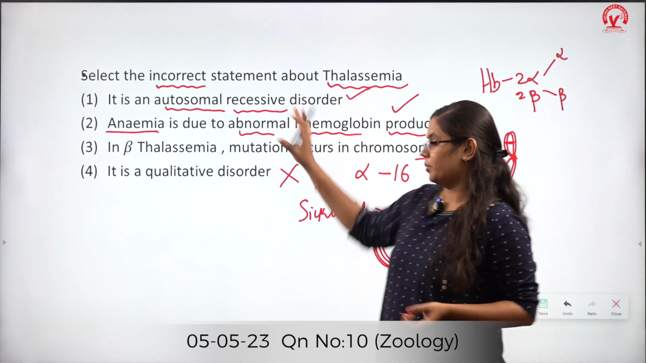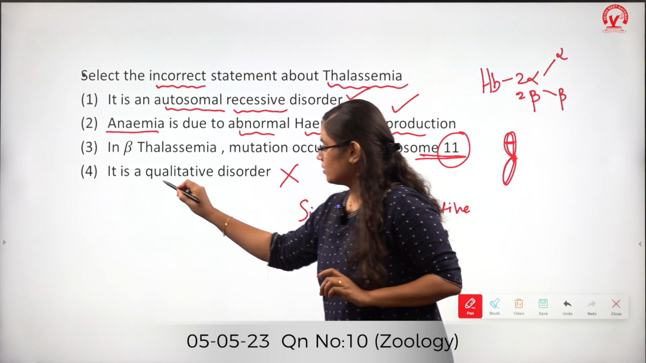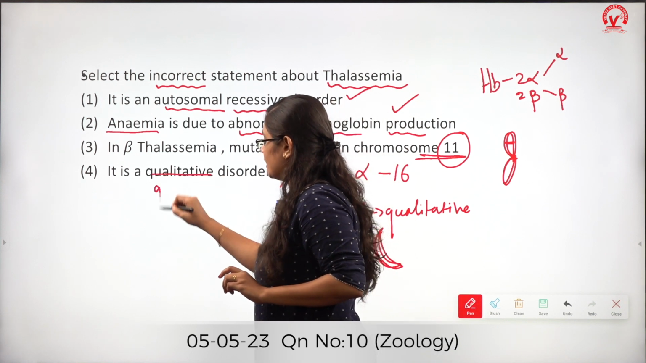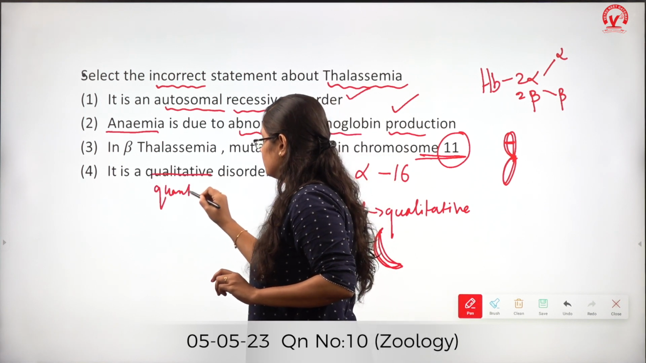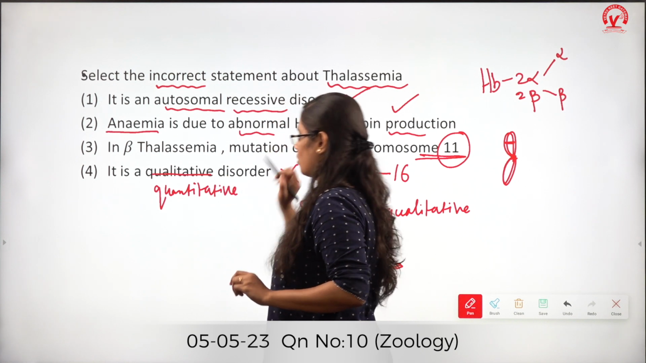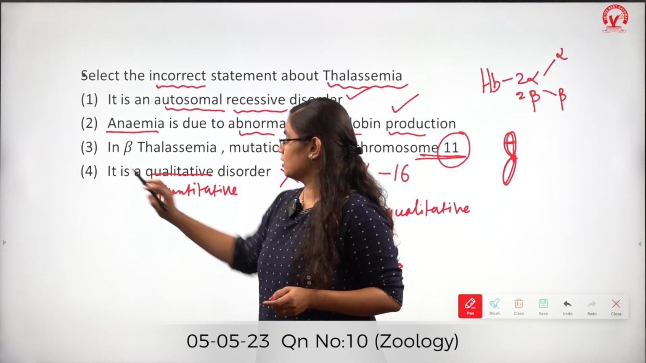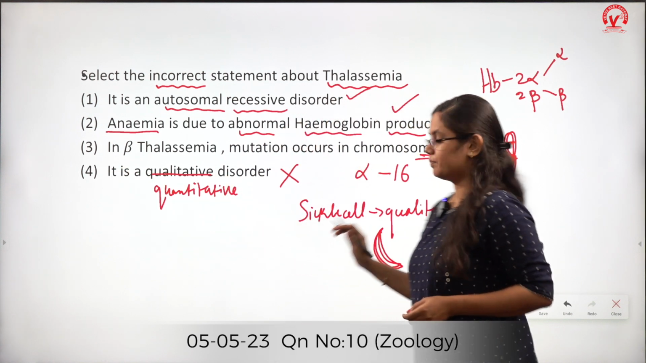Whereas in thalassemia, the globin chain number is affected. So, it is a quantitative disorder, not qualitative. So, this point is wrong. So, the incorrect statement is option number 4, it is a qualitative disorder.